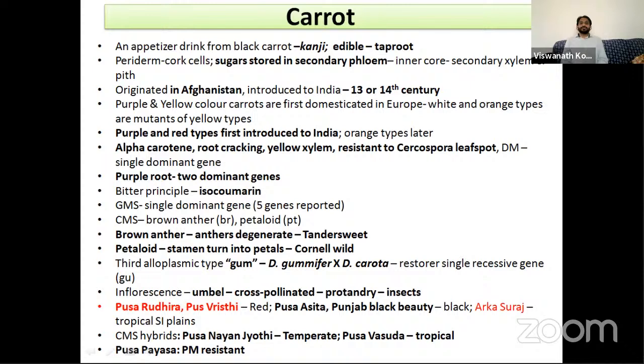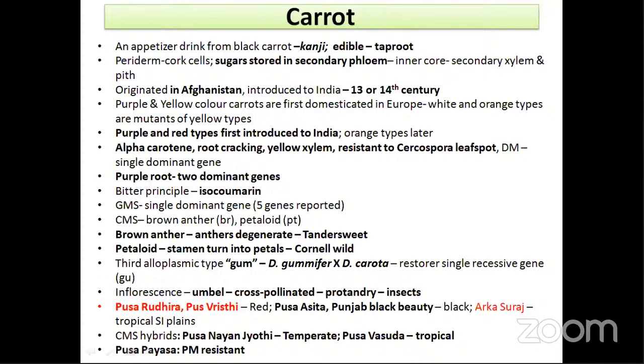One of the important breeding objectives in carrot is to have less inner core portion. If the inner core portion is less, the secondary phloem portion will increase, and the sugary portion will increase. If the inner core tough portion is more, it is not much preferable for edible purposes.